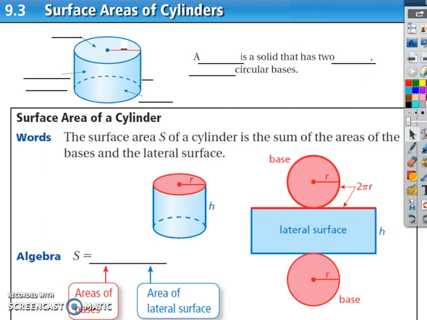Hello, today we're going to be discussing surface area of cylinders. First, before we proceed to talking about how to calculate the actual surface area, I want to discuss a few of the key components of a cylinder.